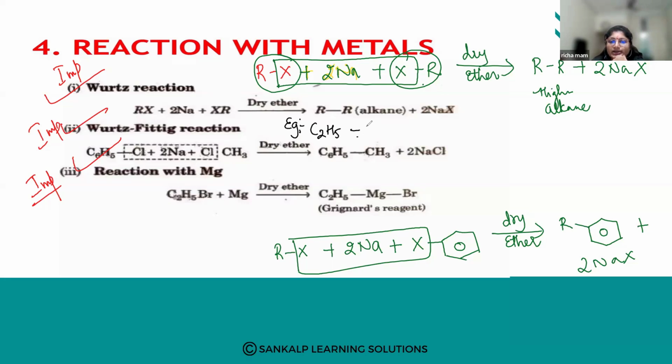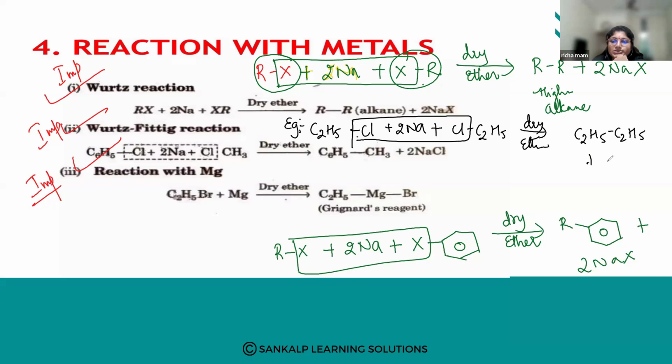Let me take X as Cl plus 2Na plus C2H5 Cl in the presence of dry ether. What am I going to get, students? I'm going to get butane plus 2NaCl. Okay.